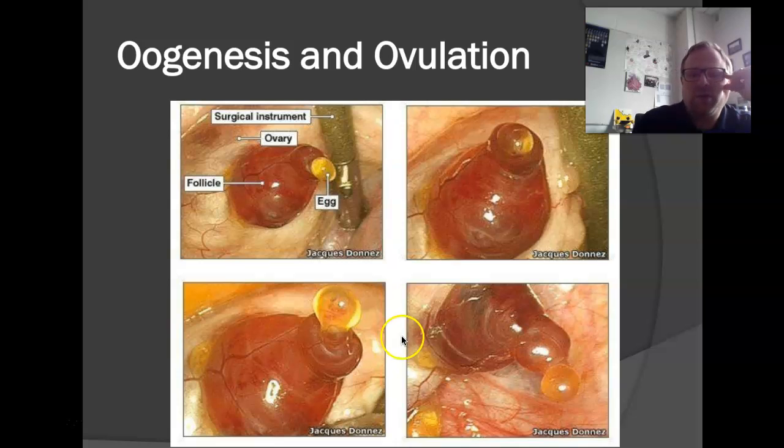This is the diagram I was talking about earlier. This shows the actual dominant follicle. Here's the ovary, a surgical instrument, and what we're seeing here is the egg actually being released. So this is a dominant egg being released into the fallopian tube.